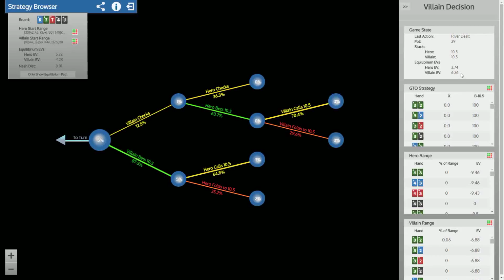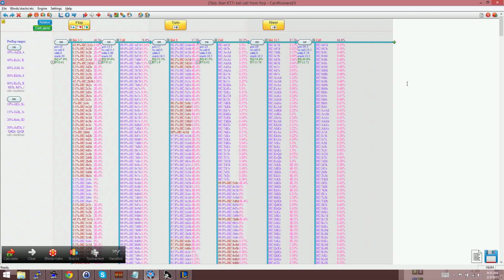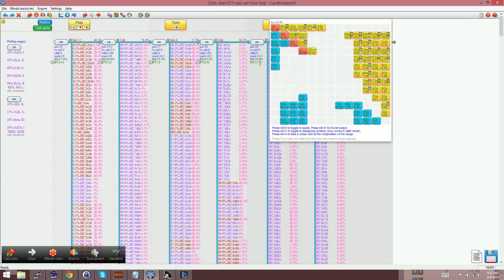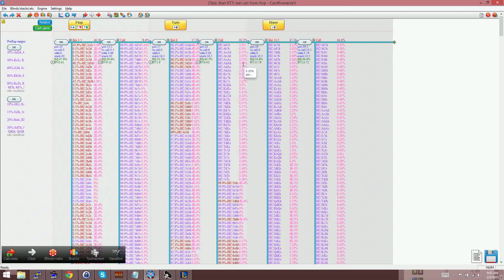The villain here is the big blind, and we have his EV as 6.26, but that's relative to the flop. CREV reports EV relative to the river on the river nodes. So to do the equivalent, you'd have to give the villain back the chips he put into the pot, his half of the pot. So the pot started at 10, and now it's 29, which means the villain put in 9.5. So we have to add back the villain's 9.5 to the 6.26 to present the data in the same way CREV does. And 9.5 plus 6.26 is, of course, 15.76. So we get an exact match on our EV there.